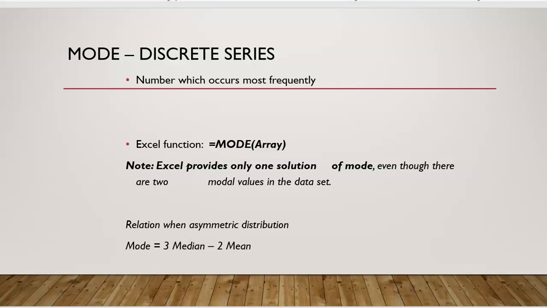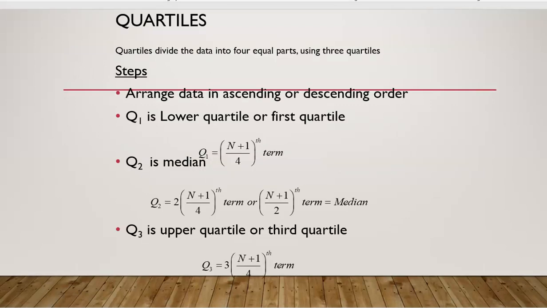Moving on further, median is the middle point which divides the data set into 2 parts. Similarly, quartiles divide the data set into 4 parts. Quarter means 4 parts: data divided into 4 using 3 quartiles. Q1 is the first quartile, the first 25% of the values. Q2 is the same as median, the first 50% of the values, and Q3 is the first 75% of the values. And this is how you calculate the value of Q1, Q2, and Q3.